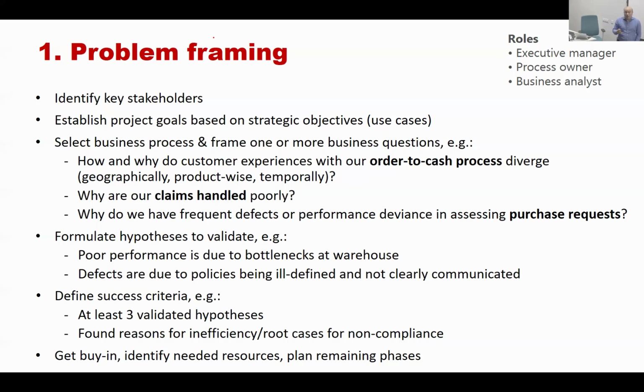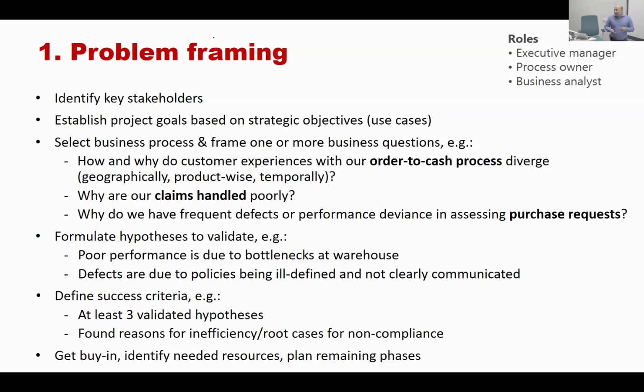So if you are trying to improve the order to cash process, together with the process owner, you have to figure out if you should go and pitch this process at the chief financial officer or at the chief operation officer level, in order to give perhaps a bigger, broader kind of mission to accomplish this project and the resources that you're going to need for that.